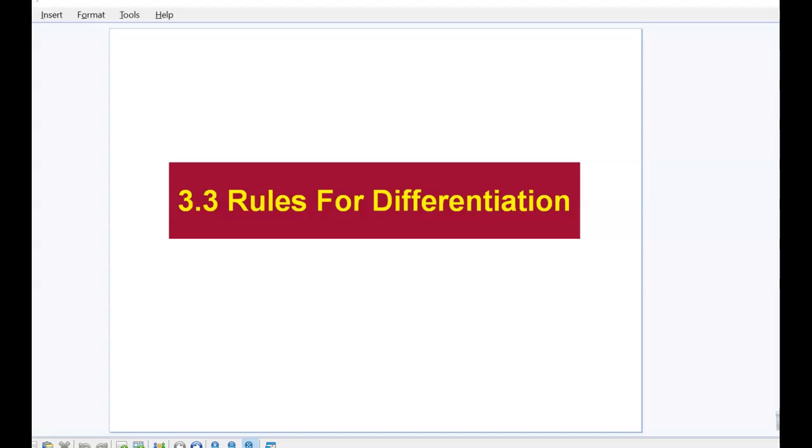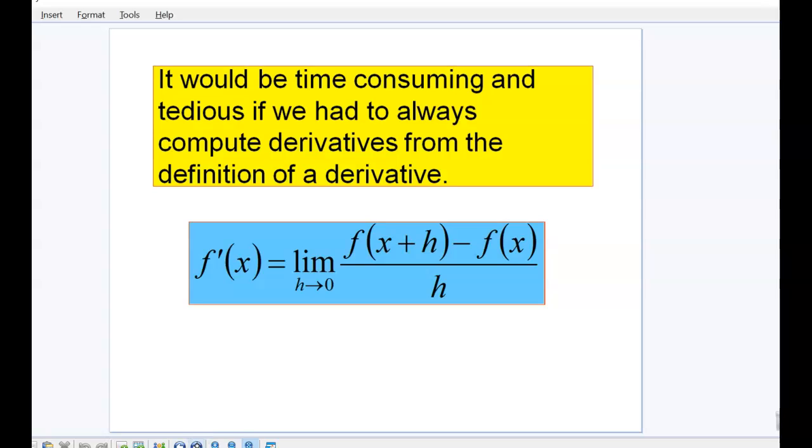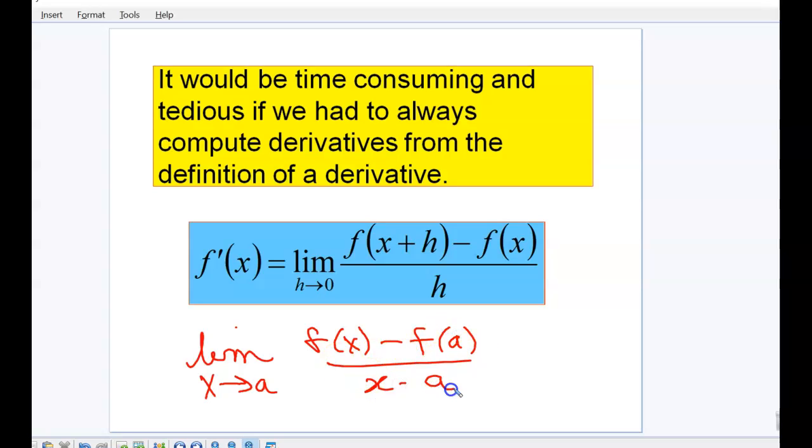In section 3.3, we're going to look at some different rules for differentiation. In section 3.1, we learned the definition of a derivative, and we used the limit as h approaches 0 of f of x plus h minus f of x all over h to calculate a derivative. Or if we were finding the derivative at a point, we used the formula of the limit as x approaches a of f of x minus f of a over x minus a.